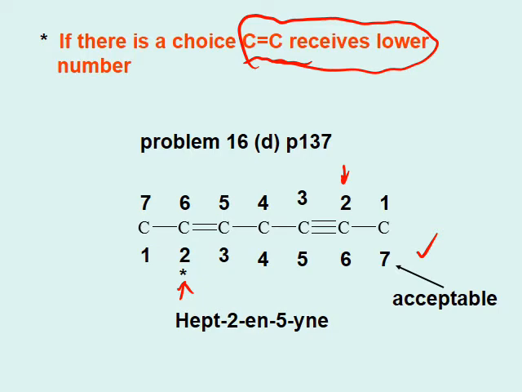Now, there are 7 carbons in the longest chain that contains both functional groups, both alkene and alkyne. And 7 means hept. And of course, you'll have to have -enyne at the end. Now, the location of the -en or alkene functional group is the 2nd position, and -yne is at the 5th position. So that's why it says hept-2-en-5-yne.